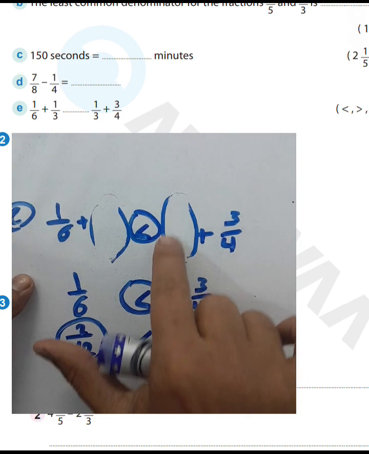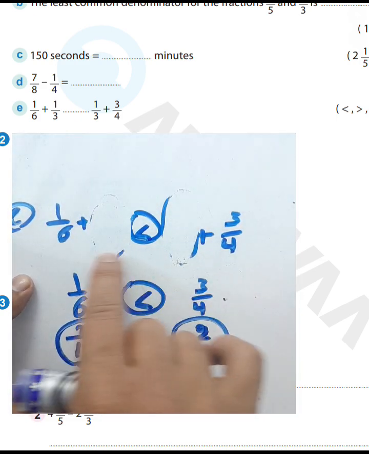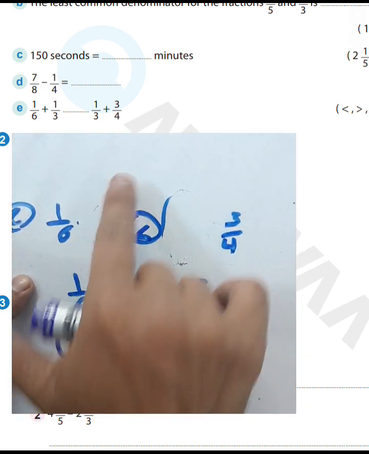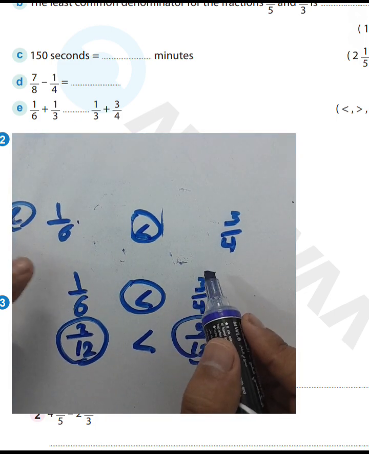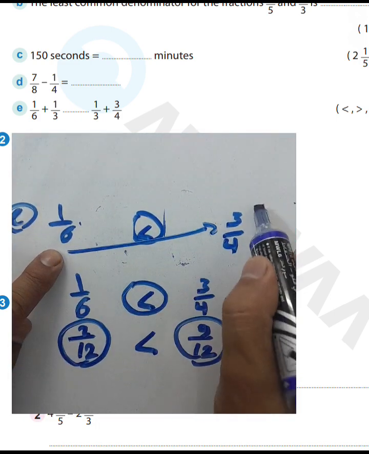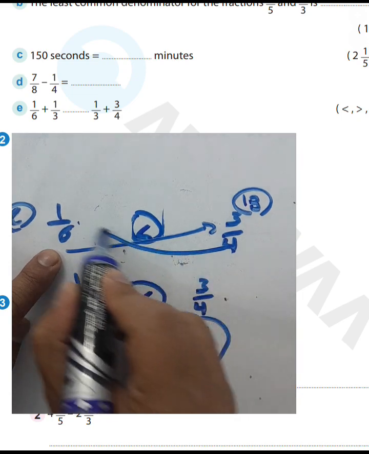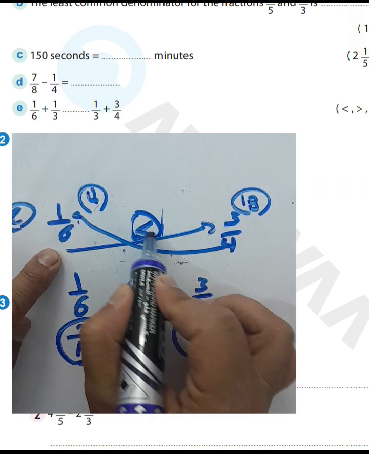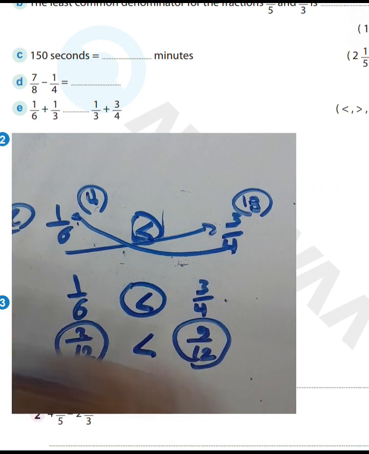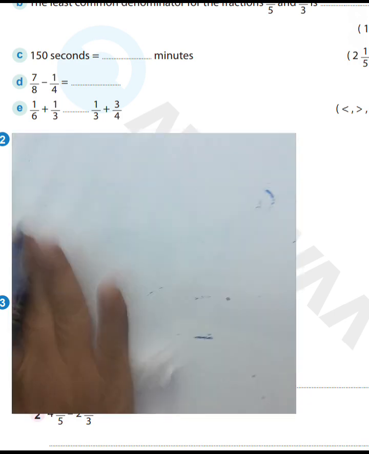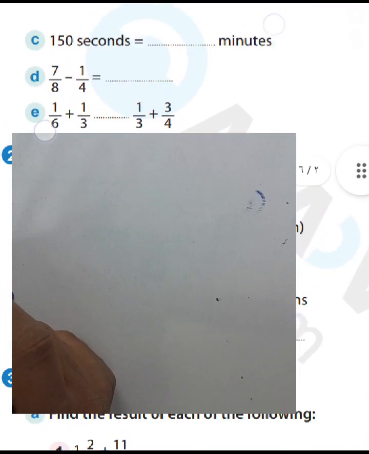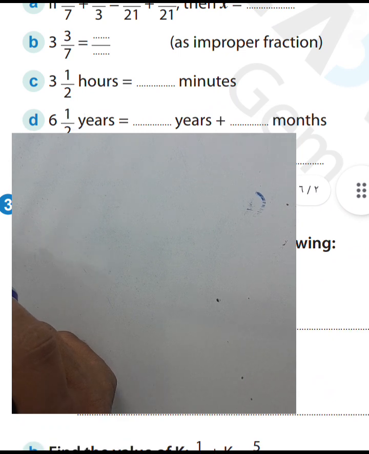And comparing between 3 over 4 and 1 over 6, we can compare by using the product of extremes equals product of means. 6 times 3 equals 18, and 4 times 1 equals 4. Then 4 is less than 18, or you can write the least common multiple between them as you like. Next question, complete, number 2, letter E.